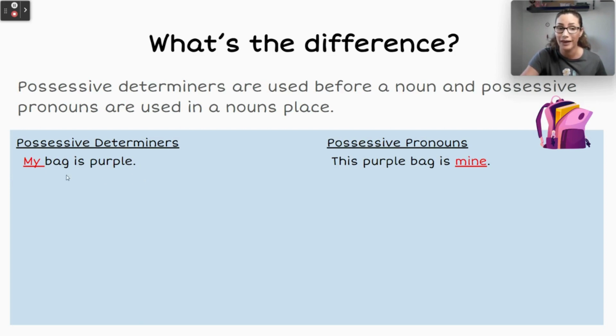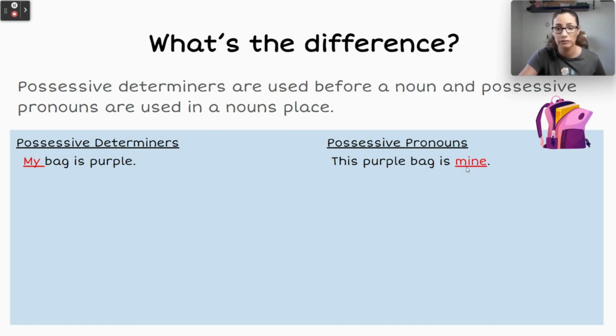Okay, it's showing you that this bag, it's mine. Okay, it's my bag. Now, if I wanted to write it with a possessive pronoun, this purple bag is mine. Notice that the possessive determiner is before the noun, okay? And the noun here is bag, okay? The bag. That's the thing, ¿vale? Ese es el nombre, ese es el sustantivo, okay? The bag.